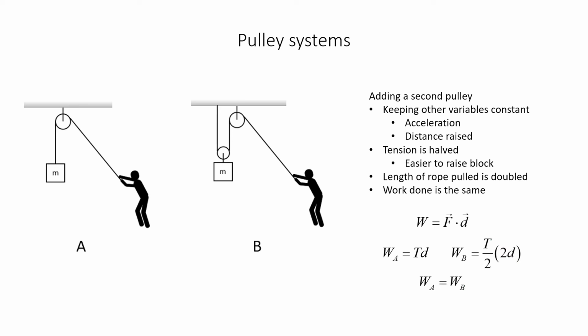In case A, the work is the force dotted with displacement, so it's just tension times d. In case B, the tension is halved, but the distance is doubled, so the work is T over 2 times 2d. We can mathematically see that the work in case A equals the work in case B.